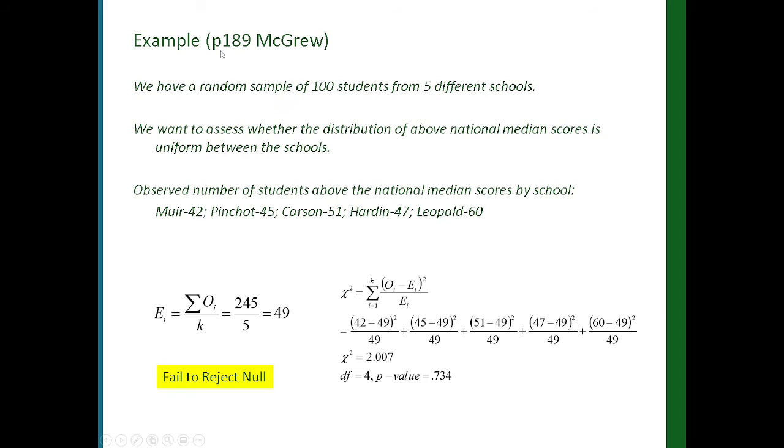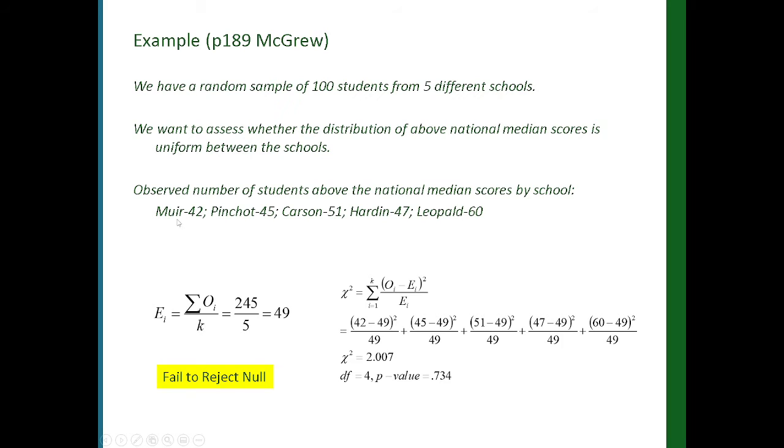So if you look in the book at page 189 in McGrew, we have an example. We've got random samples from 5 different schools of 100 students. What we want to do is assess whether the distribution of above national median scores is uniform between the schools. Okay, so we're looking at whether any of the schools are different from the national median. The observed number of students is here.